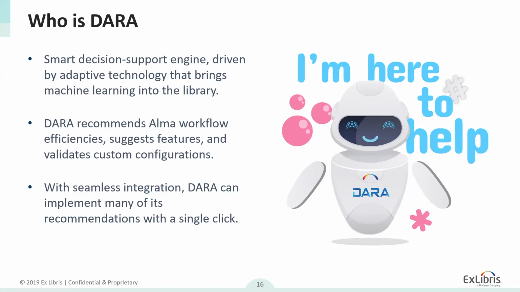So Dora, as our recommendation engine, can analyze that data, again, on an institutional level, and aggregate it and anonymize across institutions to recommend efficiencies, suggest features in order to get the most out of the system, validate configuration. And it's not enough just to make those recommendations. Our goal is to make it easy to implement those recommendations.